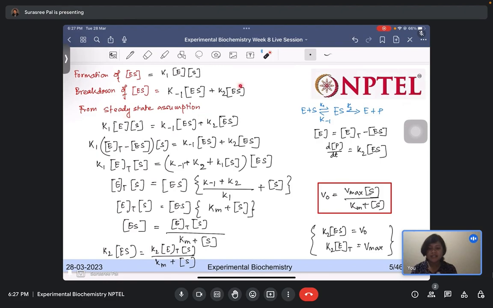Now from the steady state assumption, we know that the rate of formation of ES will be equal to the rate of breakdown of ES. So that is what we write. We equate these two. So we write that K1 into E into S equals K minus 1 into ES plus K2 into ES. That is the assumption that we make from the steady state assumption.